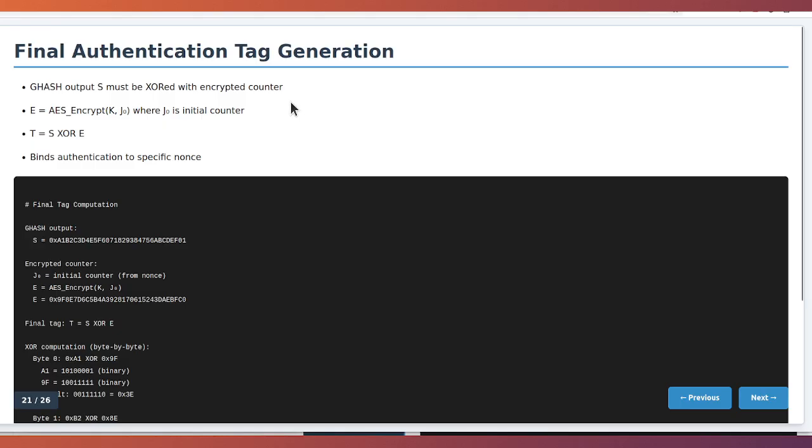In GCM mode, we use counter mode encryption. We have a nonce, which is a number used once, and we construct an initial counter from it. This initial counter, often denoted J0, is encrypted using AES with the same key K that was used to derive H. Let's call this encrypted counter value E, so E equals AES encrypt with key K of J0. For our example, suppose this encrypted counter value is E equals beginning with 9F and ending with C0.